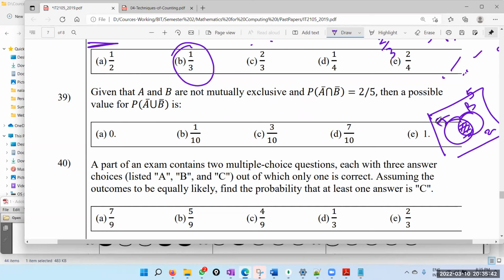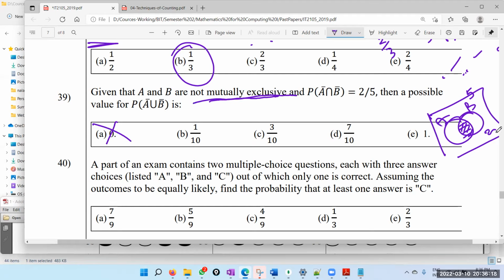What they ask is possible value, right? Possible value. And they say not mutually exclusive. If they are not mutually exclusive, definitely it can't be 0, right? Because if it is 0, they are mutually exclusive. Therefore, it can't be 0. Okay. And probability one.